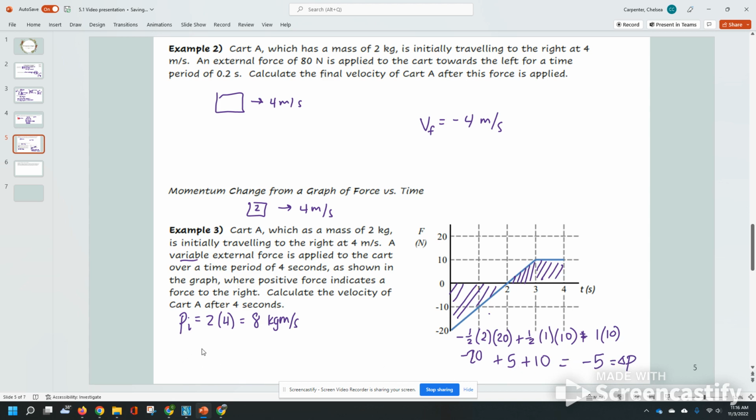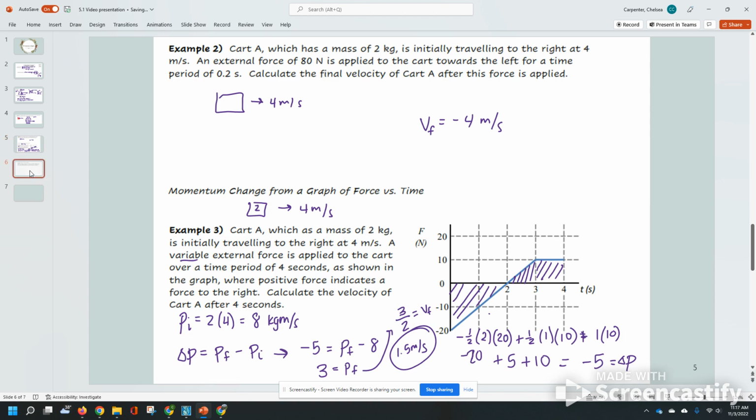Change in momentum is my final minus my initial. I know my initial is 8, and my change in momentum is -5. So -5 equals my final momentum minus 8. Add the 8 over: 3 equals my final momentum. And momentum is mass times velocity, so you take 3 and divide by 2 kilograms to get my final velocity of 1.5 meters per second.